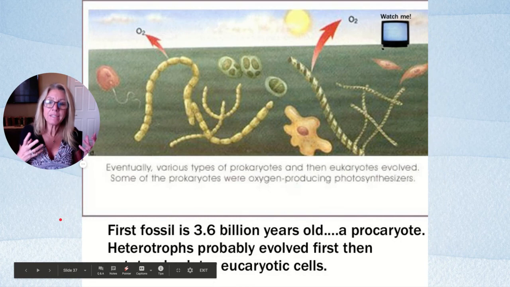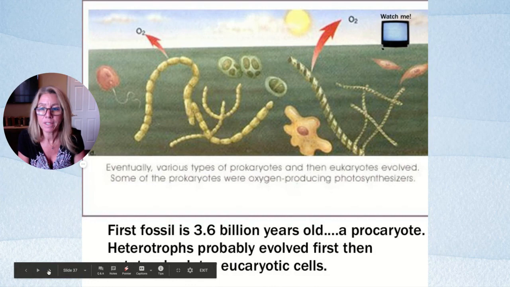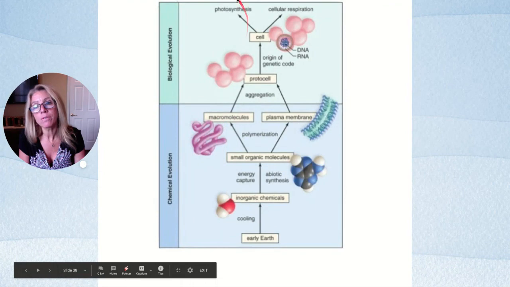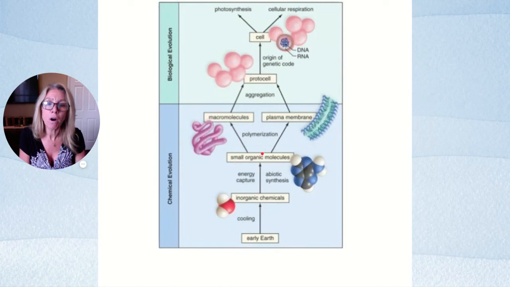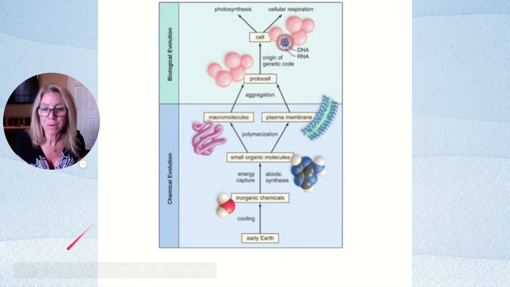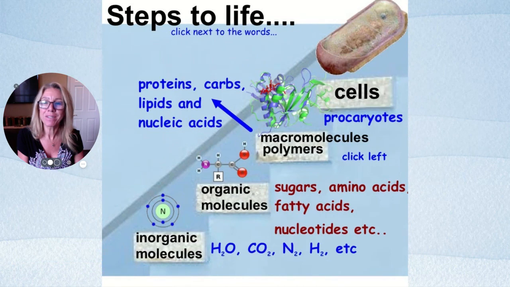Okay, so like I said, the first fossil about 3.6 billion years ago, a prokaryote, heterotrophs, and then later autotrophs, and then later eukaryotic cells and multicellular organisms. There's a picture in your book showing the chemical evolution versus the biological evolution. You can see early Earth, inorganic molecules, small organic molecules, the beginnings of macromolecules in a cell membrane, an early cell, and then a replicating cell. We'll be learning all about cellular respiration and photosynthesis. And these, my friends, are the steps to life.